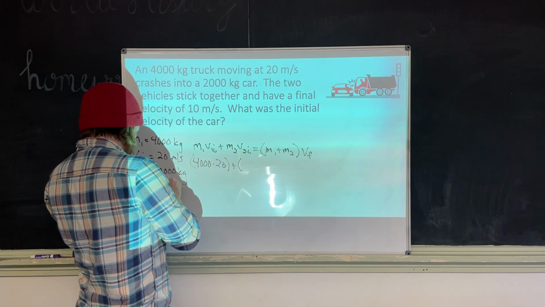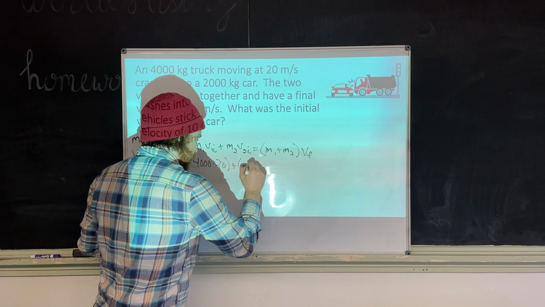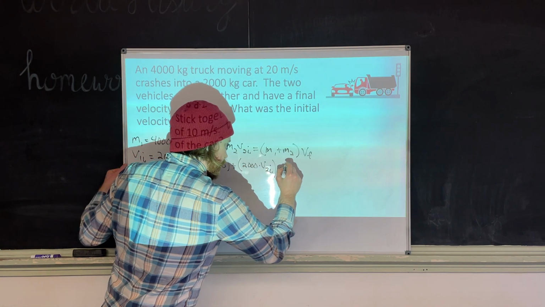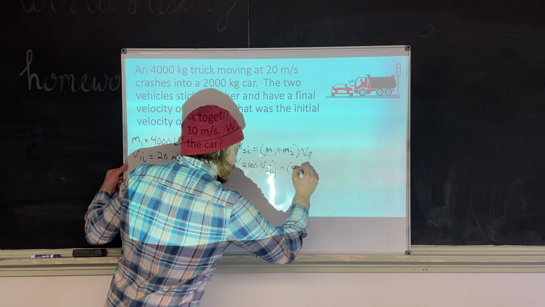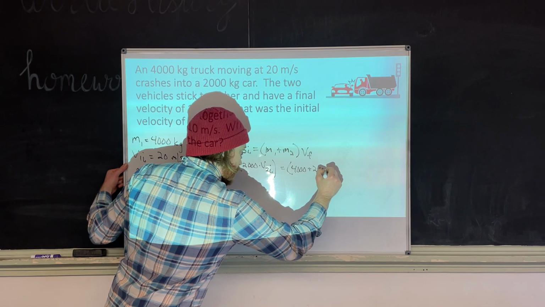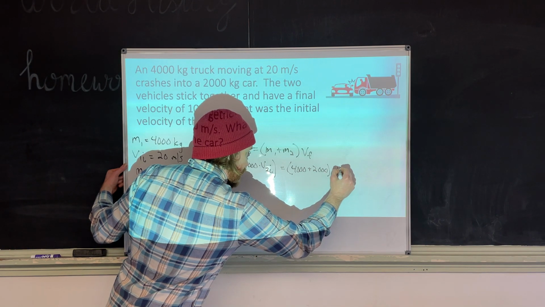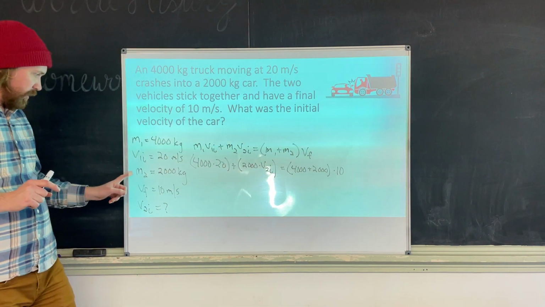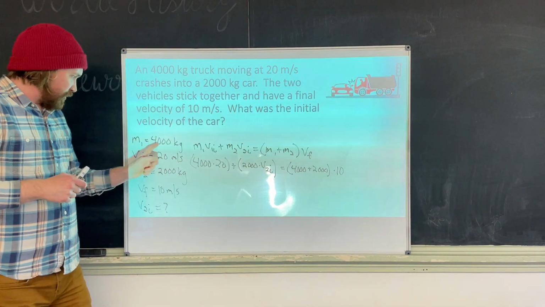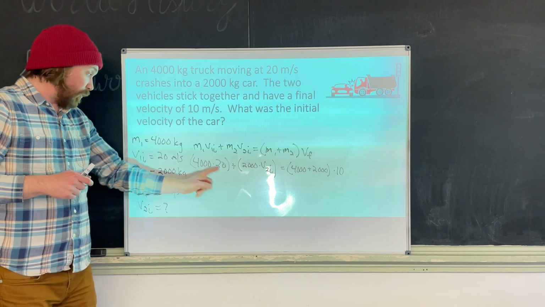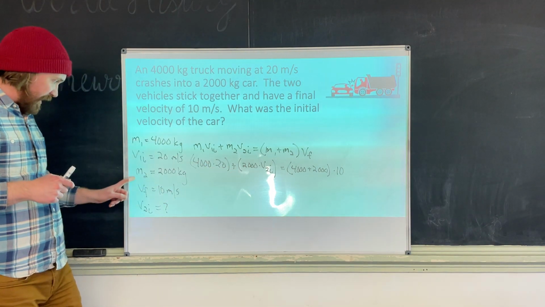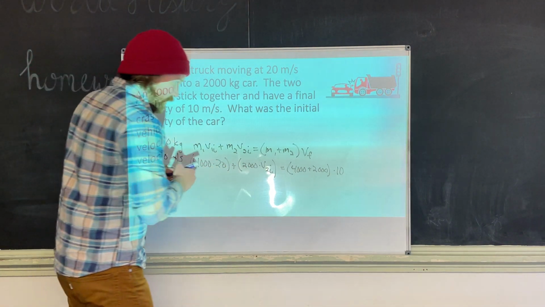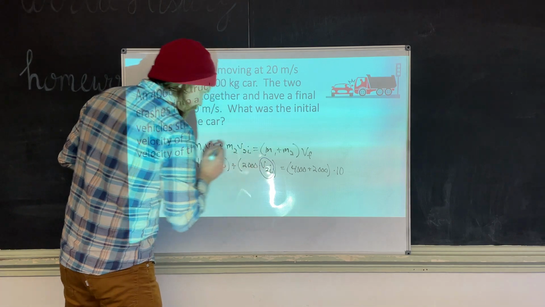Plus M2 is 2,000 times its initial velocity, V2I, which is what we're looking for. That equals 4,000 M1 plus 2,000 M2 times the final velocity, which is 10. Everybody see how I did that? M1 plus M2. The mass of object 1 and its initial velocity, mass 2 is 2,000, and we don't know its initial velocity. So this time, we're actually looking for this variable right here.